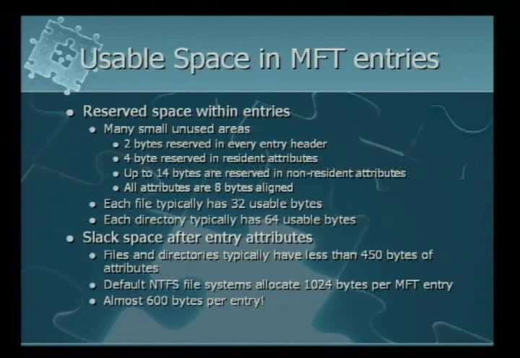But what's more interesting is that you've got a whole bunch of slack space after every MFT entry. An average file, directory, whatever on a system has about 450 bytes of attributes stored within MFT. Yet it's formatted to be 1K in size. So you have almost 600 bytes for every single file or directory on your system that's there and unused. Seems like a lot of space. So we want to look at, well, how can we use that? What are things we have to worry about?